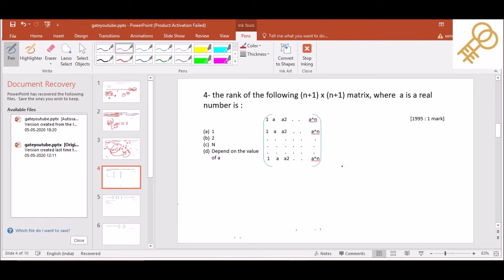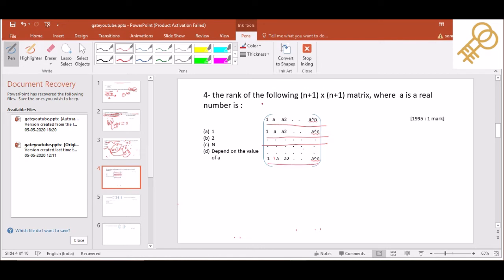So guys, coming to the question, your question has an n plus 1 cross n plus 1 matrix. You can see that all the rows have the same elements.